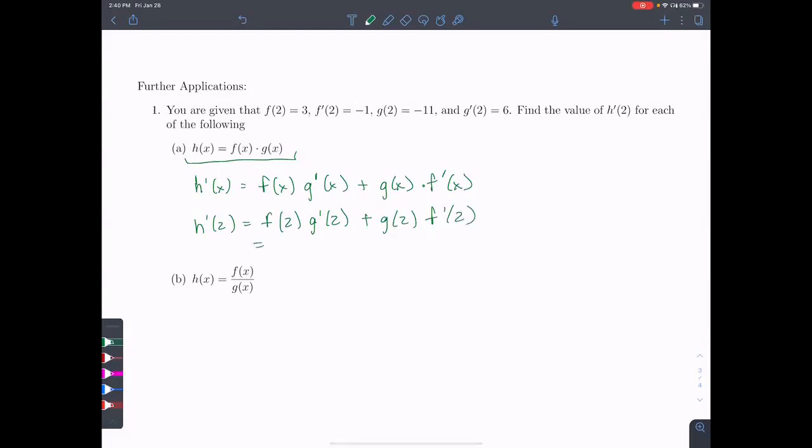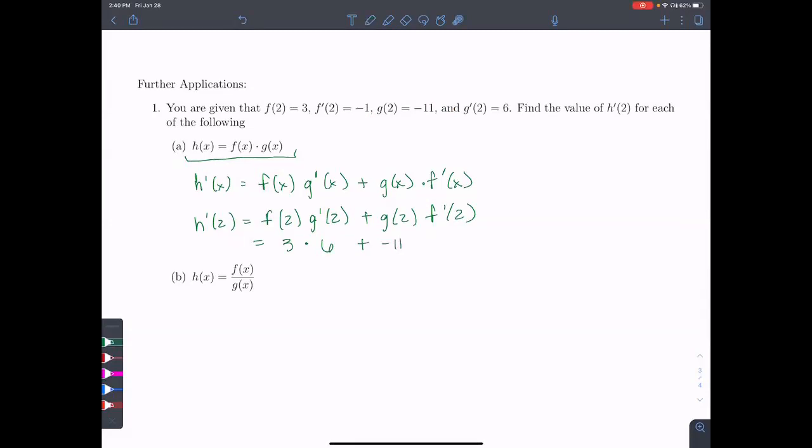And then go and find the information. So f of 2 is 3. g prime of 2 is 6. g of 2 is -11. And f prime of 2 is -1. So that's 3 times 6 is 18 plus 11 is 29. So just set it up, don't let all of the information overwhelm you.